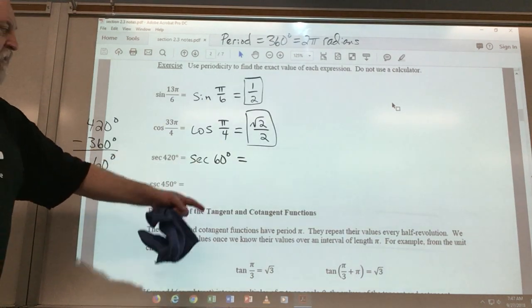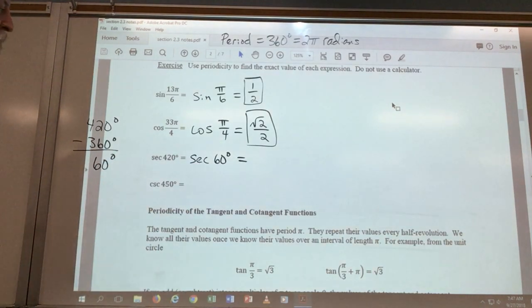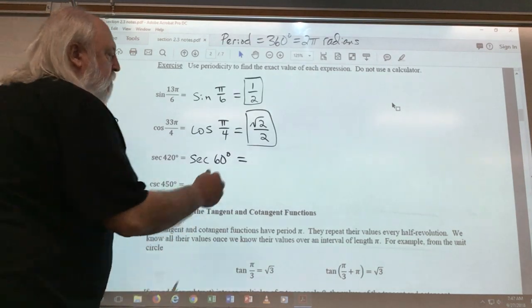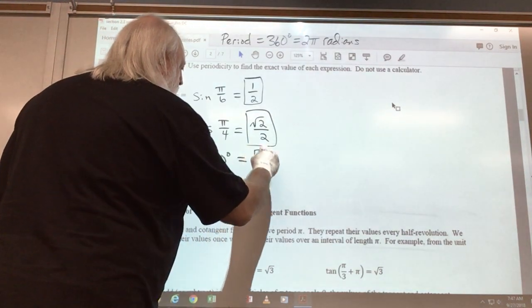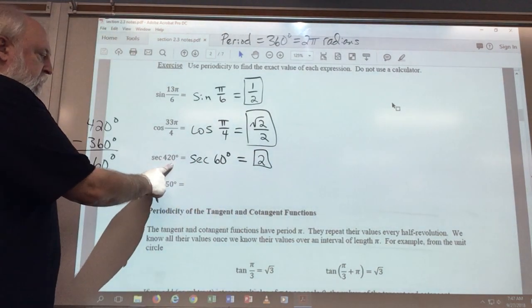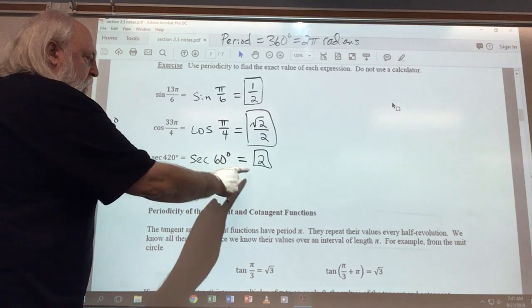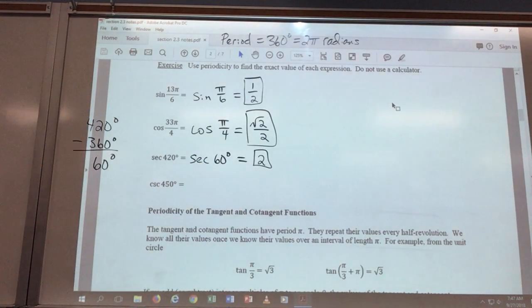Well, secant is the reciprocal of cosine, and the cosine of 60 degrees is 1/2, and the reciprocal of 1/2 is 2. So the secant of 420 degrees has the same value as the secant of 60 degrees, which is equal to 2.